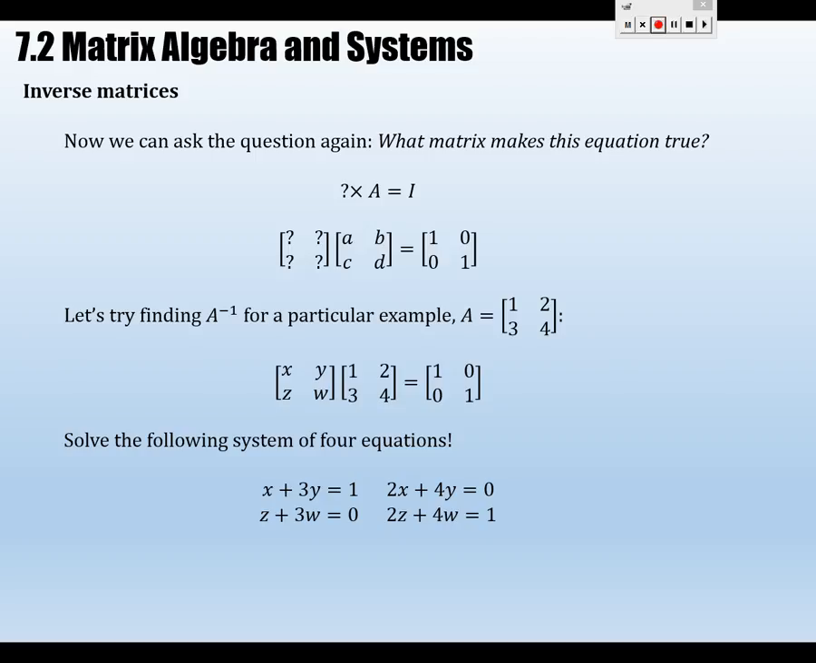How'd you do? X, Y people, did you do okay on the outside? What'd you come up with for X and Y? X equals -2 and Y equals 1. And we found in the middle, didn't we? Can someone check my work? Middle people. Okay, I got that. We found that Z and W were 3/2 and -1/2.